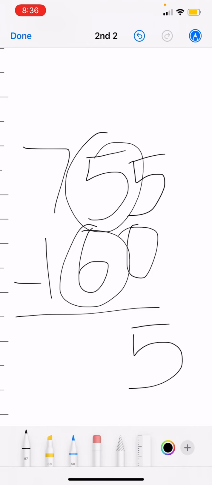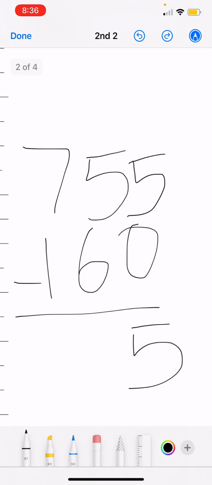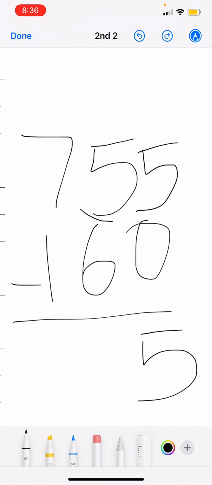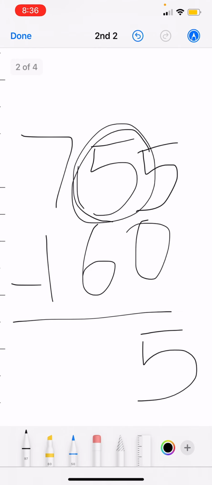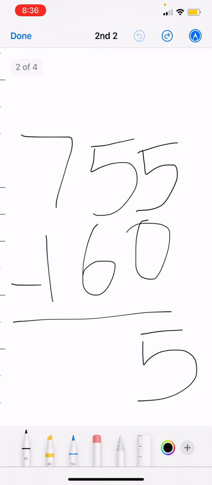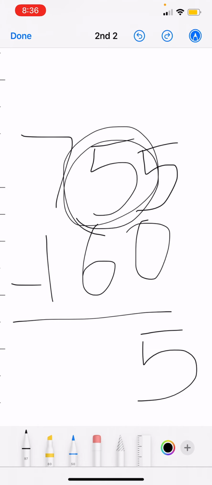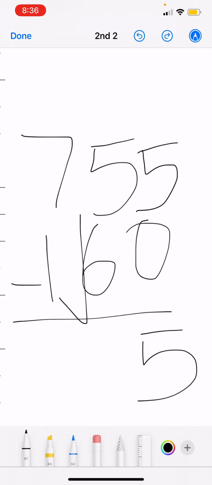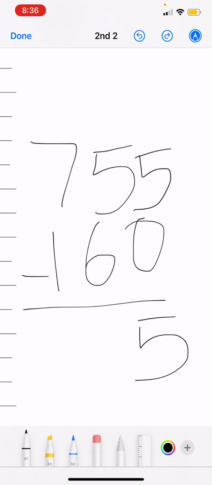Wait, hold on. You can't keep subtracting. Why? Because this is a rule in subtraction. The number 5 is a lower number and number 6 is higher. So basically what I'm trying to say is when you have a smaller number on top of a greater number, you can't subtract straight down. You have to do something. Now I'll tell you what you have to do.